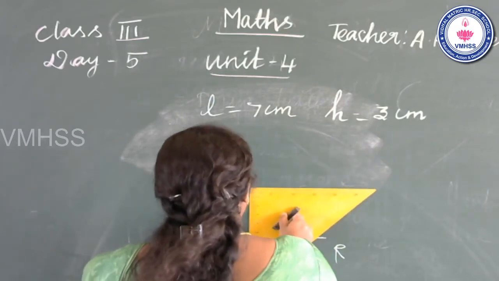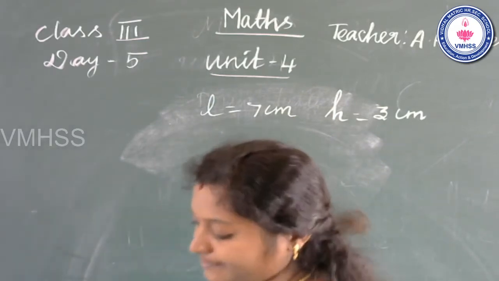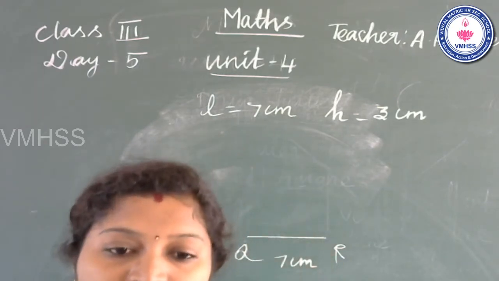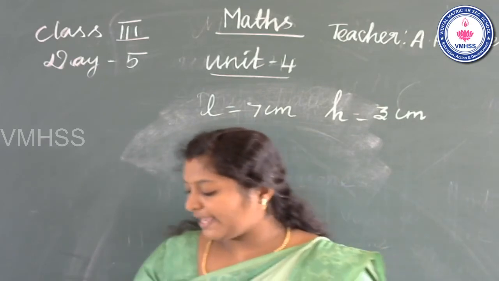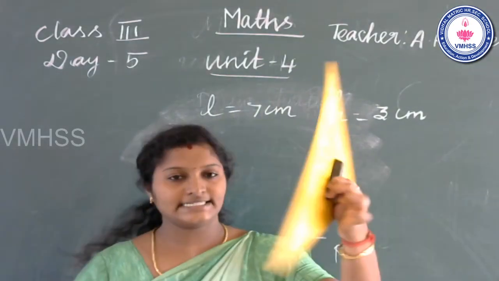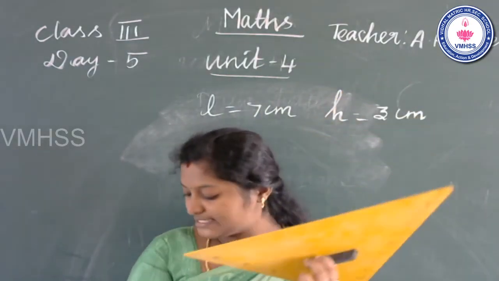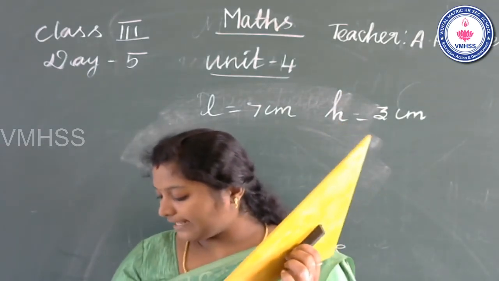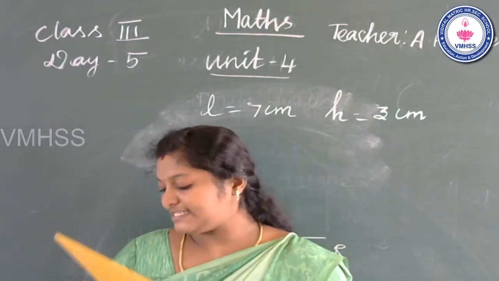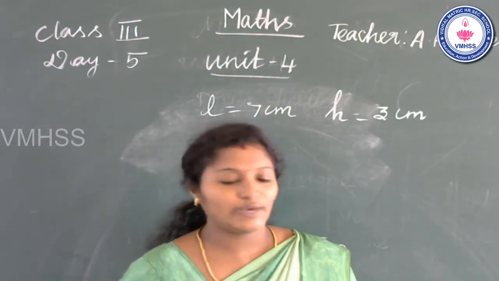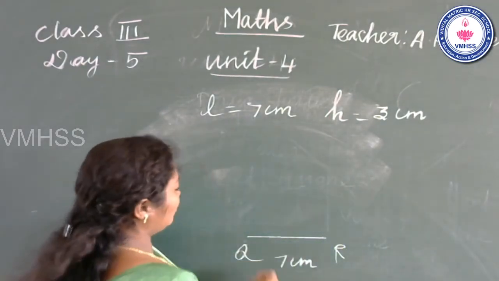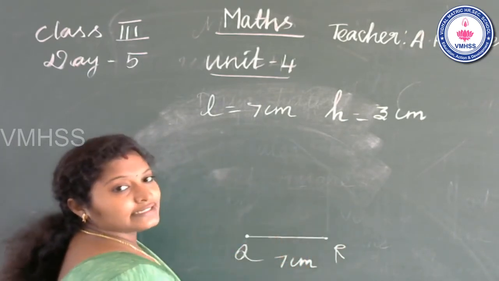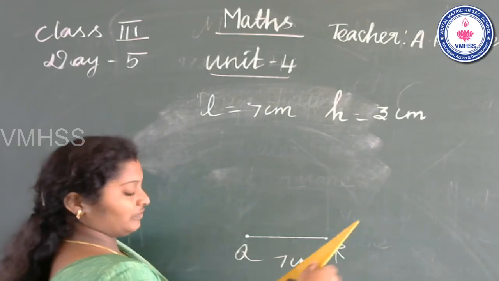So point out 3 centimeter. Okay students, what is the second step? Place a set square. This is the set square. Place a set square at Q. So where is the Q? This is the Q point. So place the set square.